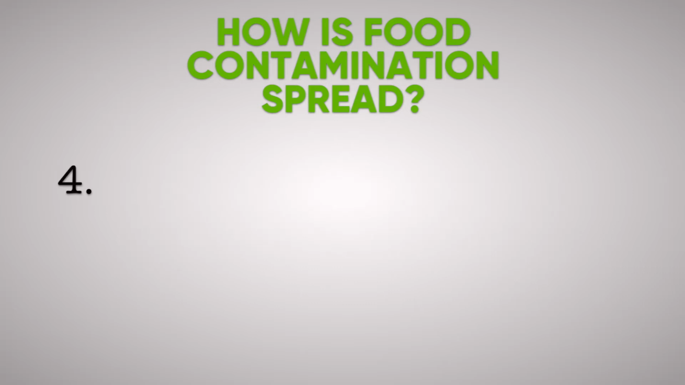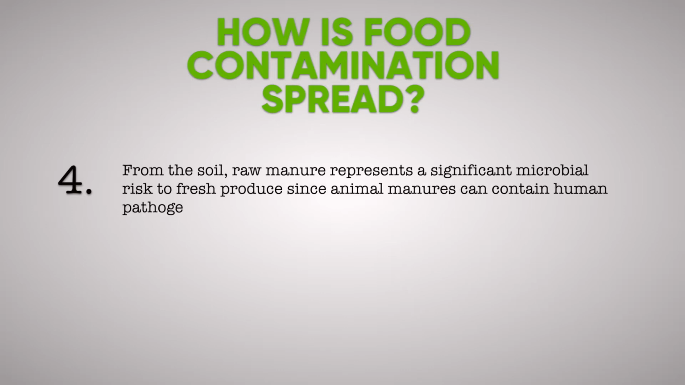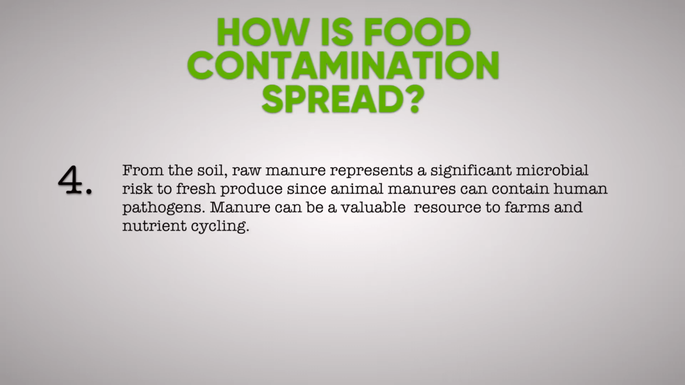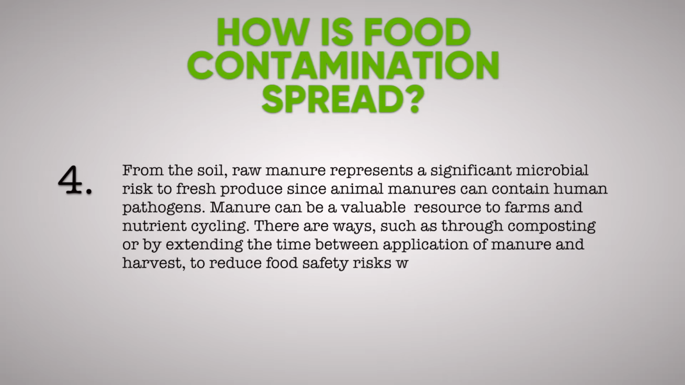Number 4. From the soil, raw manure represents a significant microbial risk to fresh produce since animal manures can contain human pathogens. Manure can be a valuable resource to farms and nutrient cycling. There are ways, such as through composting or by extending the time between application of manure and harvest, to reduce food safety risk when using raw manure as a soil amendment.